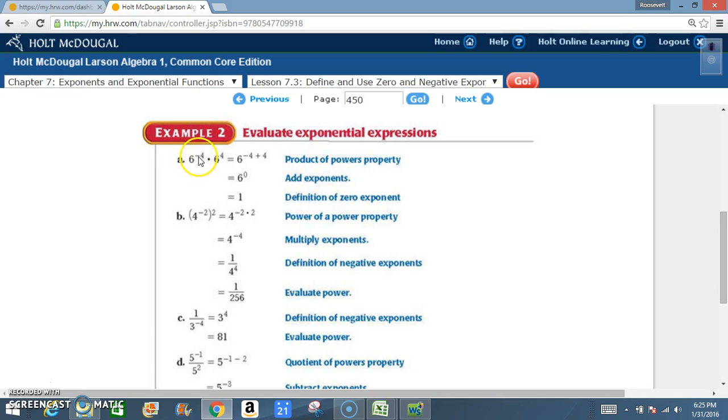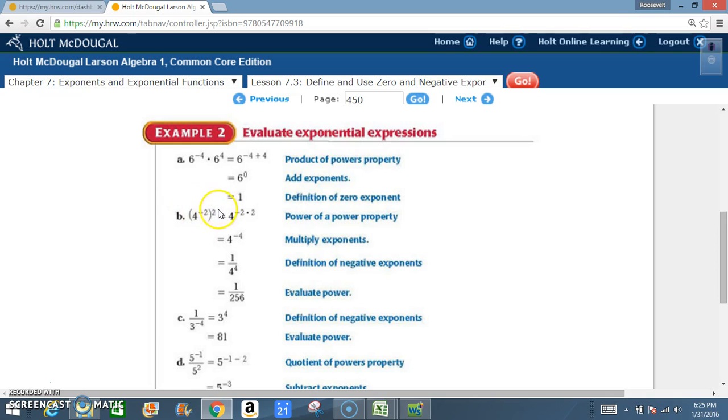We got 6 to the negative 4 times 6 to the 4. Remember, we add. What's a negative 4 plus 4? 0. And what is anything to the 0 power? 1.